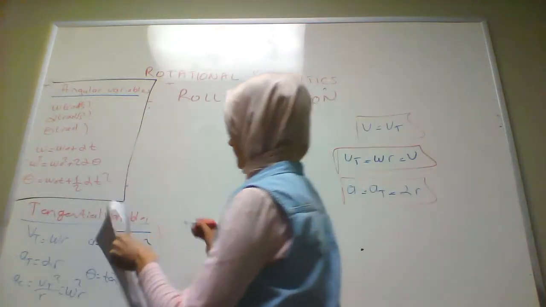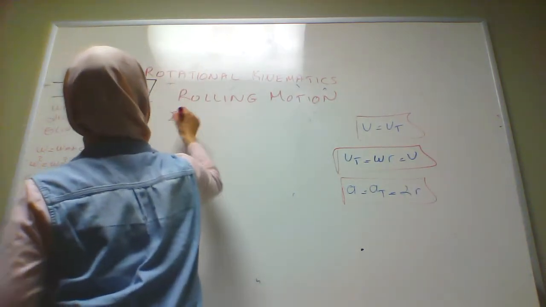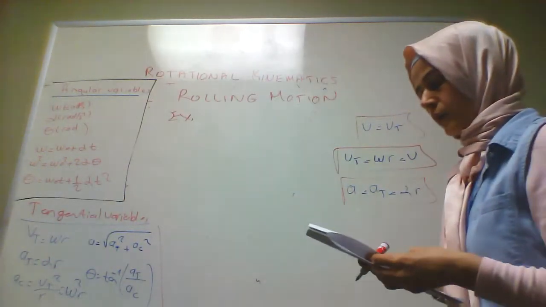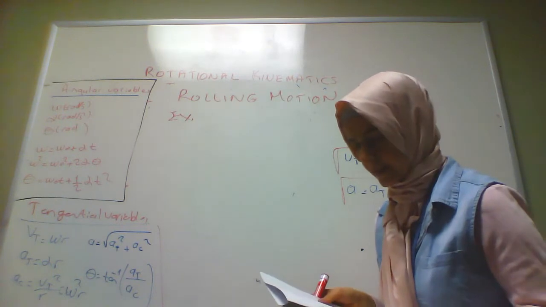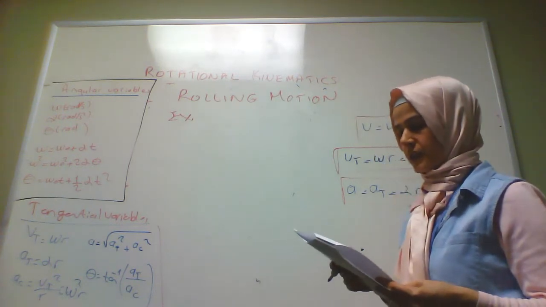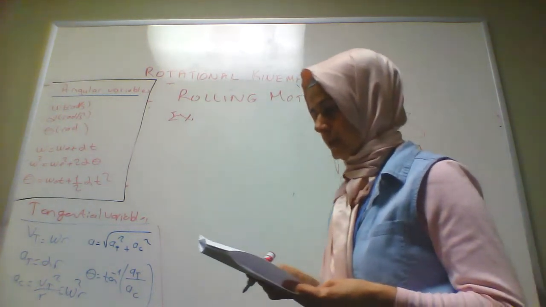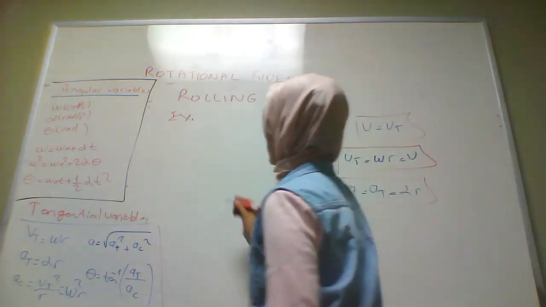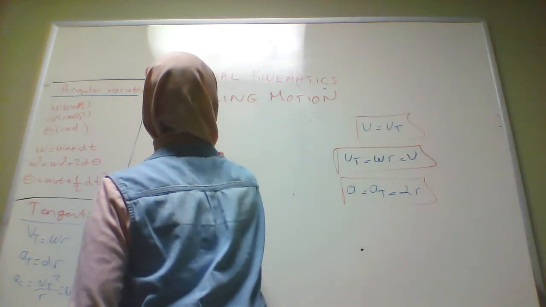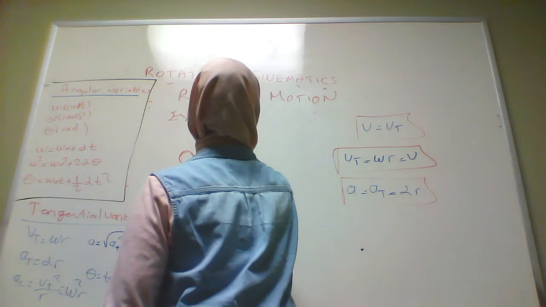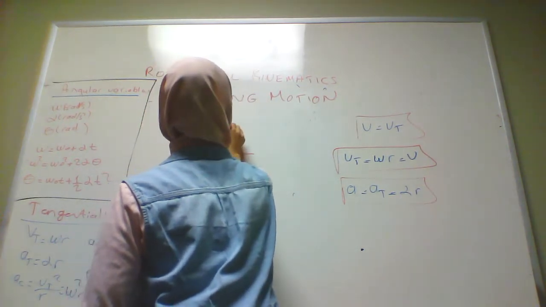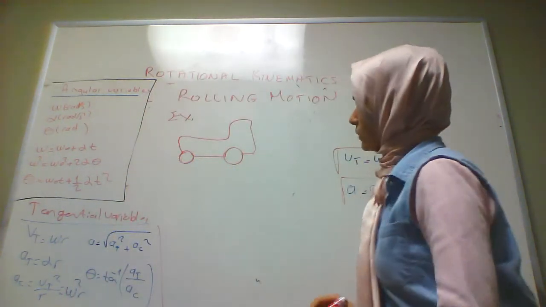So, example of rolling motion. An automobile starts from rest and for 20 seconds has a constant linear acceleration of 0.8 meters per second squared to the right. So there is a car.